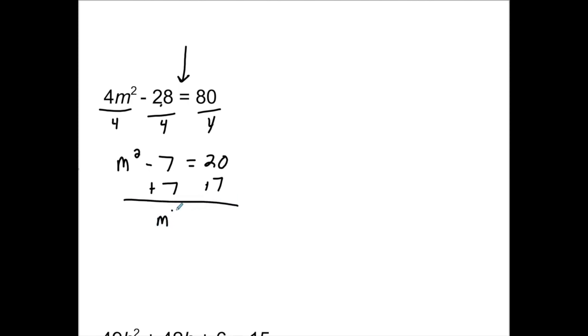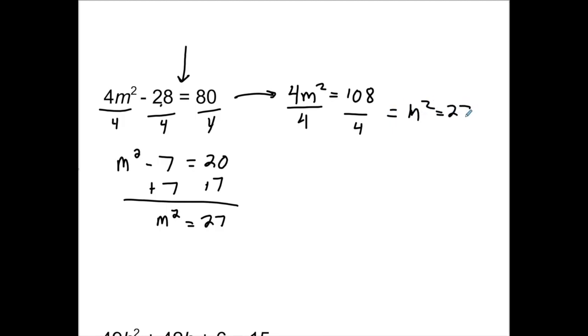You get m squared equals 27. Okay, and I'll solve that in a minute. The other way to do it is just to add 28 off the bat. And then you get 4m squared equals 108. Right, you divide by 4. And you get m squared equals 27. Now this is setting up for the square roots method.